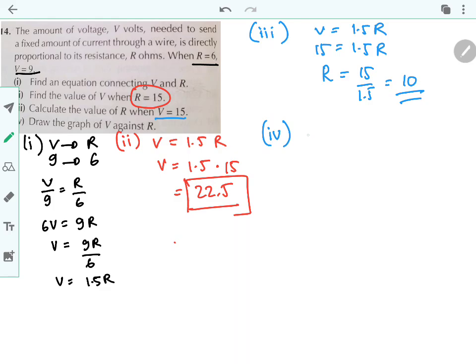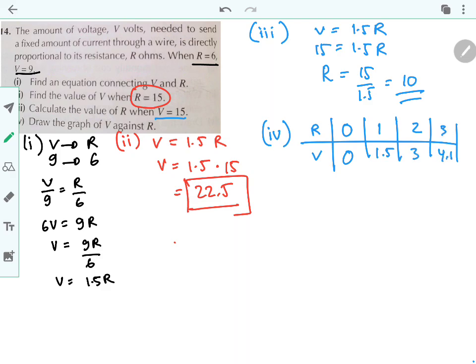The last one, draw the graph again. Just like what I told you before, whenever you have this, just make a table of values. So it's R, V. When R is 0, V must also equal 0. Because V is actually 1.5 times R, when R is 1, V must be 1.5. When R is 2, then V is 3. When R is 3, then V is 4.5.